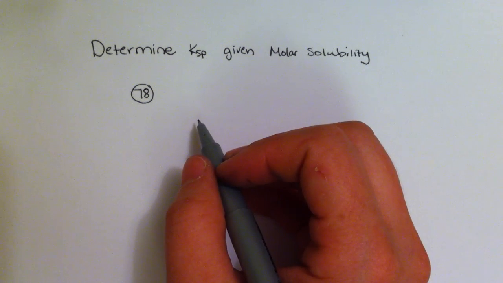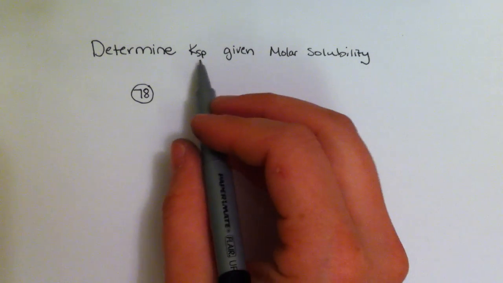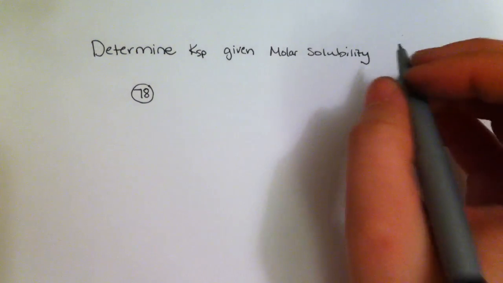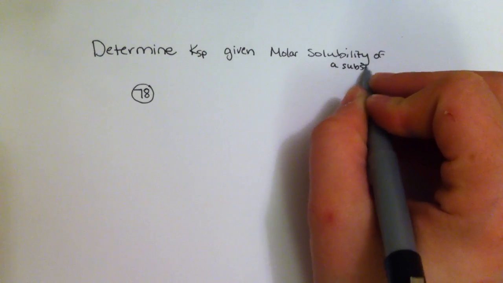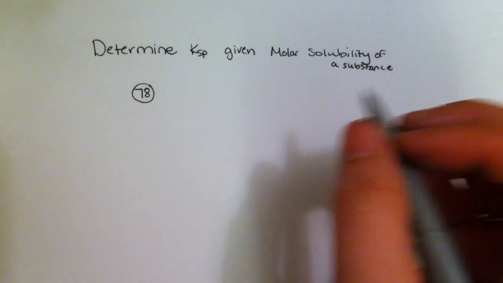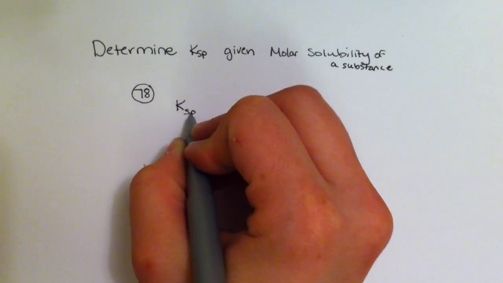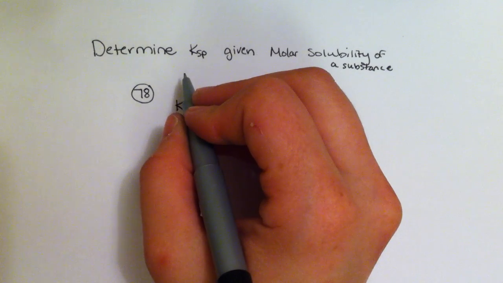Okay, today in class, one of the skills that we learned was determining the solubility equilibrium constant given the molar solubility of a substance. So the first thing that you need to remember is that the equilibrium constant is products over reactants. And in this case, we have these equilibriums with substances.